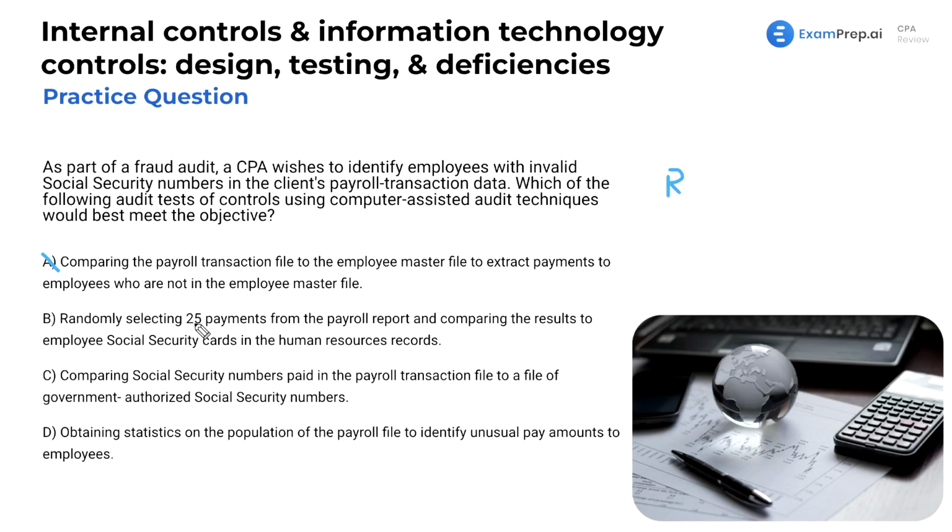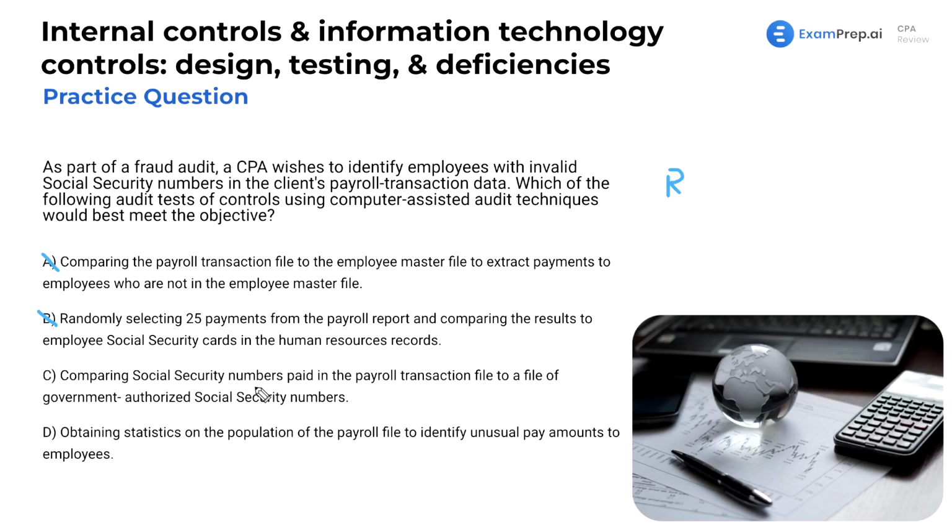Next, randomly selecting 25 payments from the payroll report and comparing the results to employee social security cards in the human resources records. This is a little bit better. However, someone could probably make a fraudulent social security card, and it's not your job as the auditor to be able to determine if a social security card is fraudulent or not. It's not your expertise. So it's marginally better, but it's not really going to do anything for you.